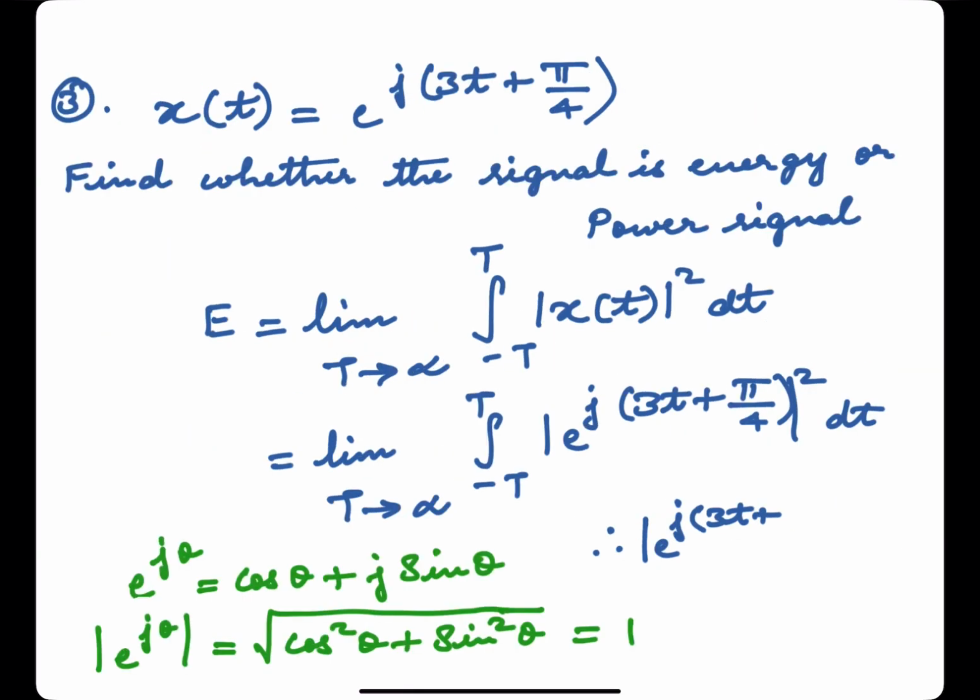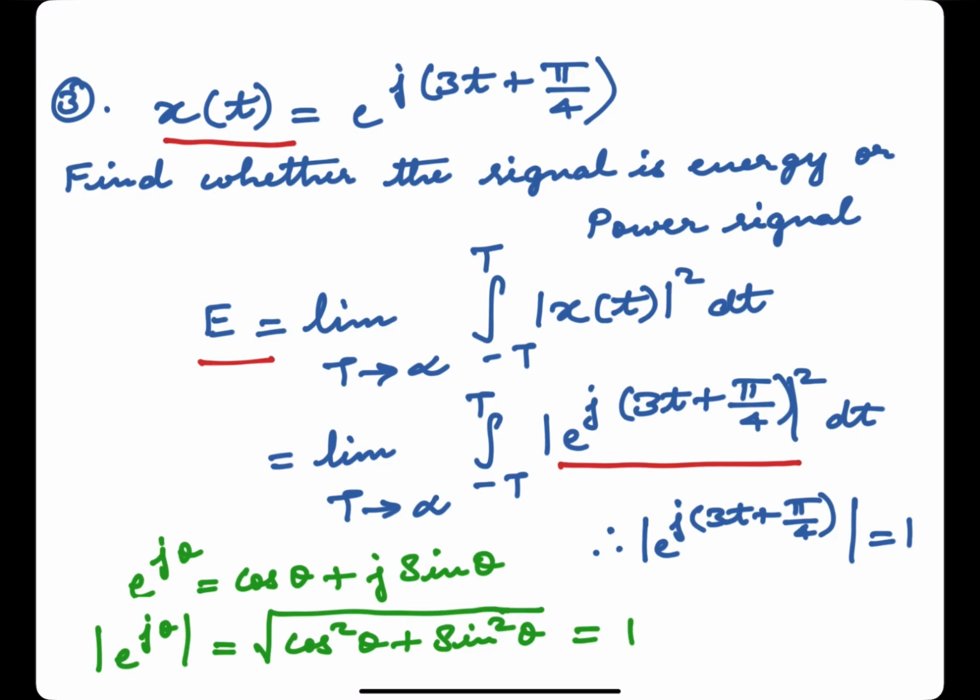Now we look at the third example: x of t is equivalent to e power j(3t plus pi by 4). We have to find out whether the signal is an energy or power signal. First we will substitute in the energy equation. Energy E is equivalent to limit T tends to infinity integral from minus T to T of mod x of t the whole squared dt. In the place of x of t, we substitute e power j(3t plus pi by 4).